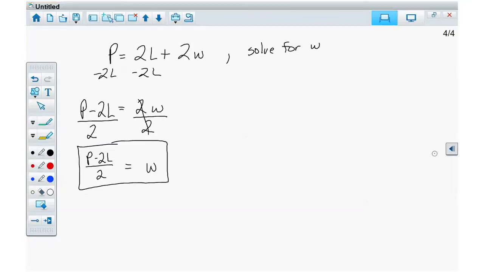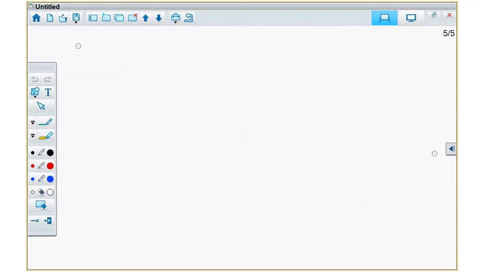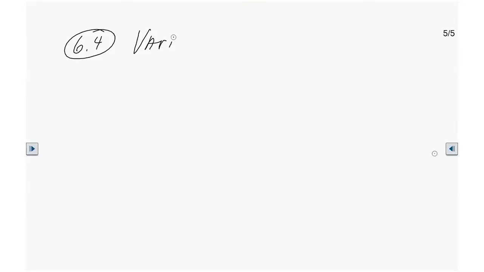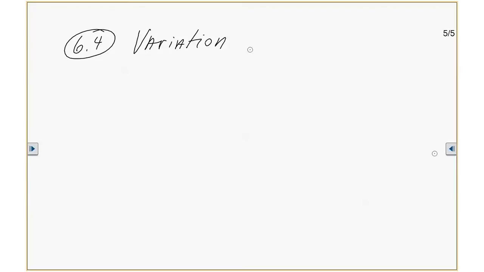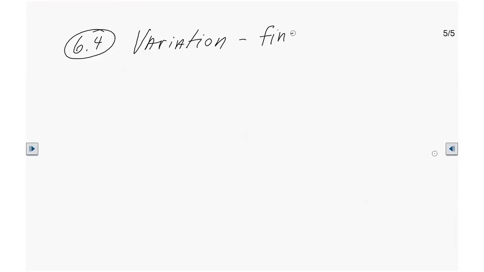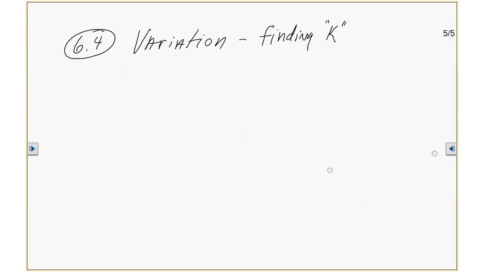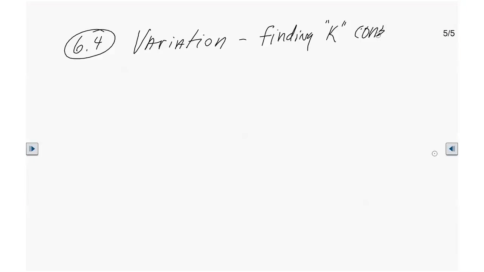All right. Now, 6.4, I think it is, or you just find it, is on variation. Variation, basically the whole thing about variation is finding K. K is called the constant. Okay?